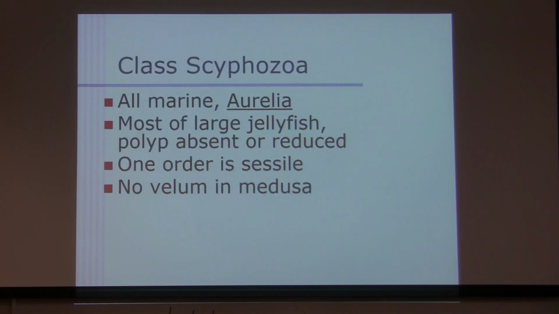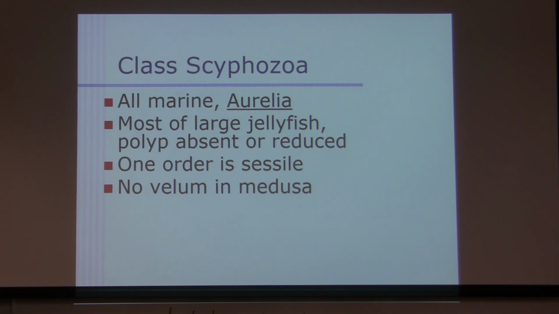Next class is class Scyphozoa. Sometimes some textbooks call them true jellyfish. This is the class of true jellyfish. Okay, so they're all marine. All of the species in this class are marine, unlike Hydrozoa. And Aurelia is the jellyfish we have in the lab.